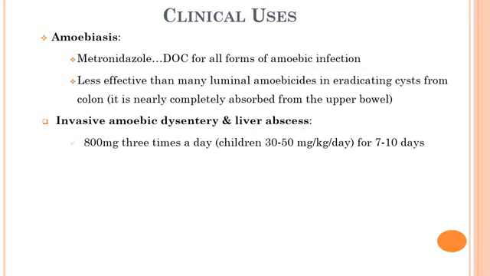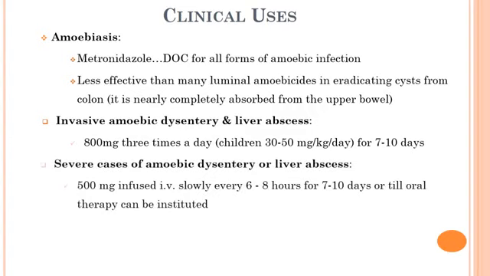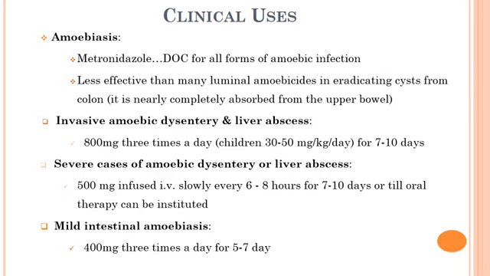For invasive amoebic dysentery and liver abscess, 800 mg 3 times a day, and for children 30 to 50 mg per kg per day for 7 to 10 days. For severe cases of amoebic dysentery or liver abscess, 500 mg is infused IV slowly every 6 to 8 hours for 7 to 10 days or till oral therapy can be instituted. For mild intestinal amoebiasis, 400 mg 3 times a day for 5 to 7 days.